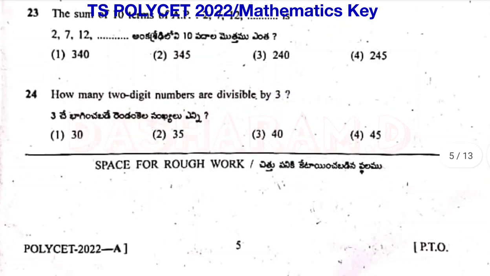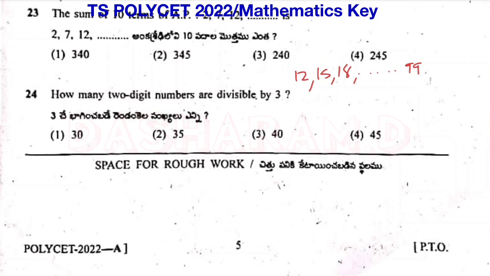Next, question number 24. How many 2-digit numbers are divisible by 3? First 2-digit number is 10, but it is not divisible by 3. Second 2-digit number is 11. So the first 2-digit number divisible by 3 is 12, after 12 comes 15, 15 after 18, and the last 2-digit number is what? 99, and that too is divisible by 3.